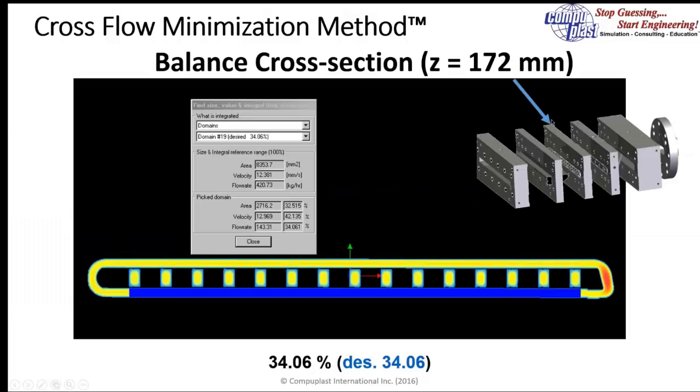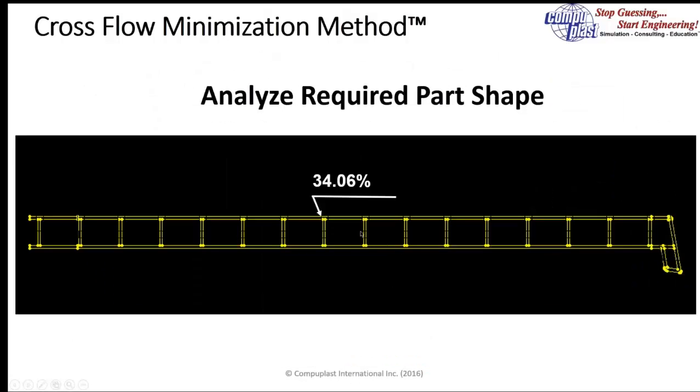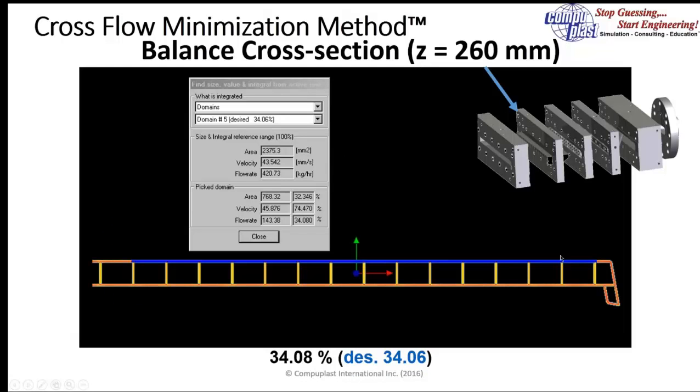If we were to analyze the cross-section of this area right here at 172 millimeters, we want to make sure that the flow in this region at the bottom is 34% of the total flow, and this will ensure that we have the right amount of material to make our part. And the same thing with the top wall. At another location, we want to make sure that there's the right amount of material there, 34%, to make the final part.